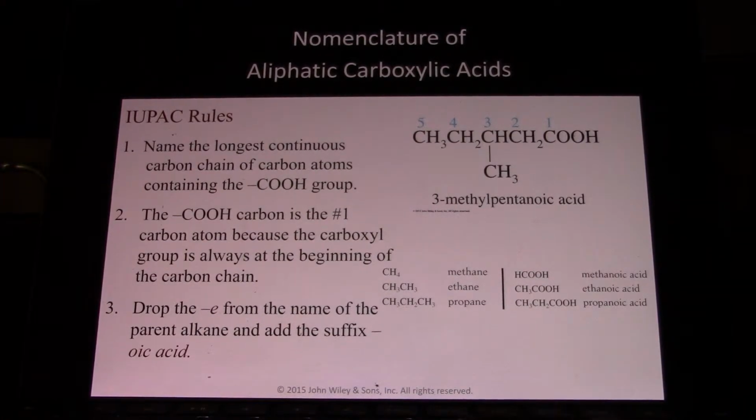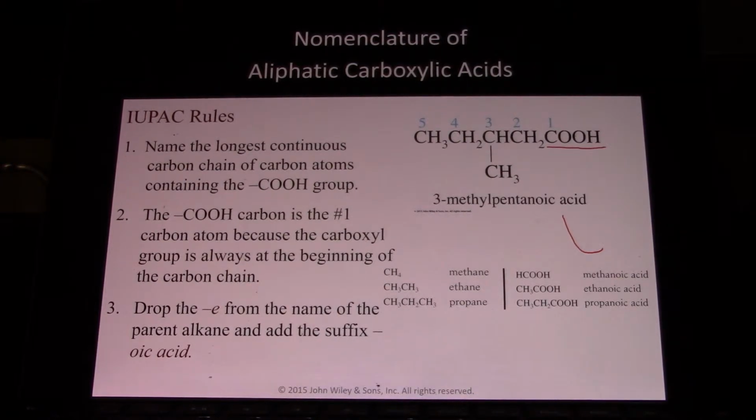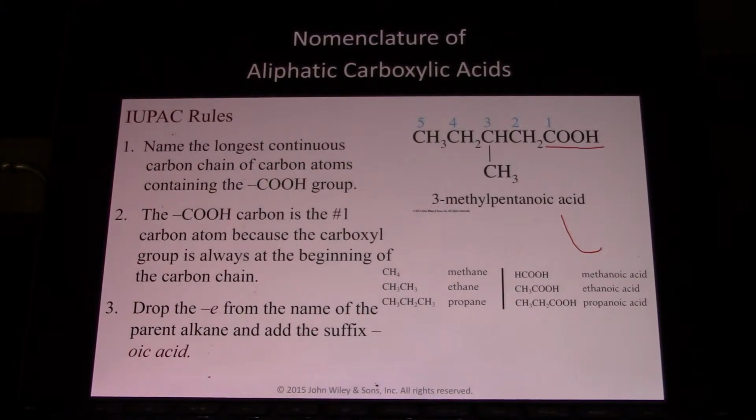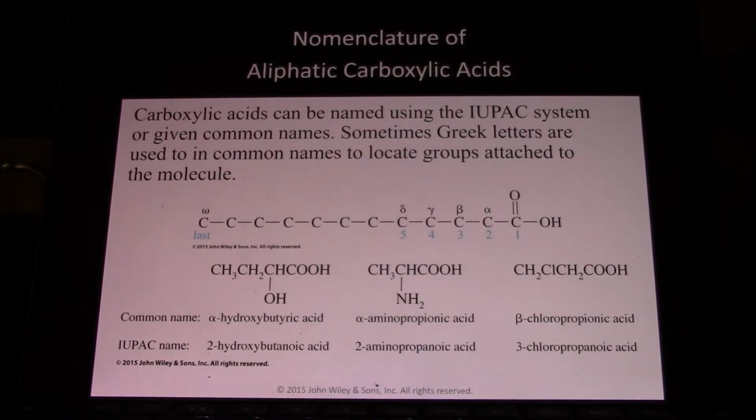You always assign carbon 1 to the carboxylic acid carbon. And that is actually the highest priority functional group. So even if you have other functional groups in there, the carboxylic acid still gets to be carbon number 1. And then we drop the E from the alkane ending and you get oic acid. Ethane becomes ethanoic acid. Methane becomes methanoic acid, also called formic acid. Propane becomes propanoic acid. And ethanoic acid is also called acetic acid. That's a common name.